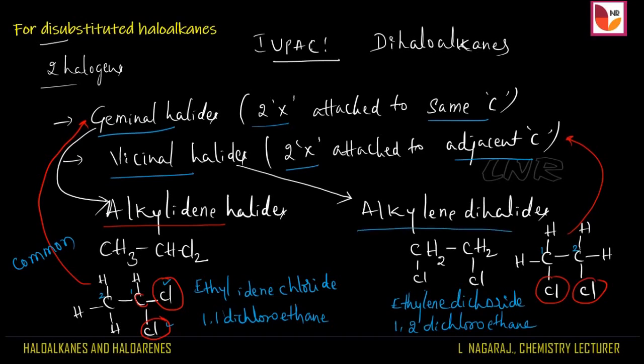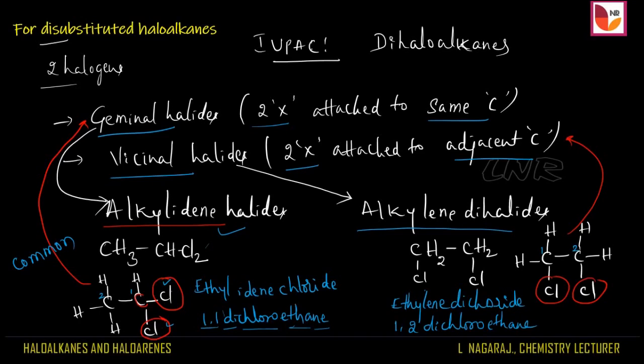In the IUPAC system, it is represented by writing the position of the halogens, that is 1,2. Here in the geminal dihalides, it is represented as 1,1, because both the halogen atoms are attached to the same carbon. Hence, the position of the halogen atoms is 1,1, and since the molecule contains two similar halogen atoms, it is represented as di, and the halogen is chloro, and the root word is eth, and the suffix is ane, so it is 1,1 dichloroethane.